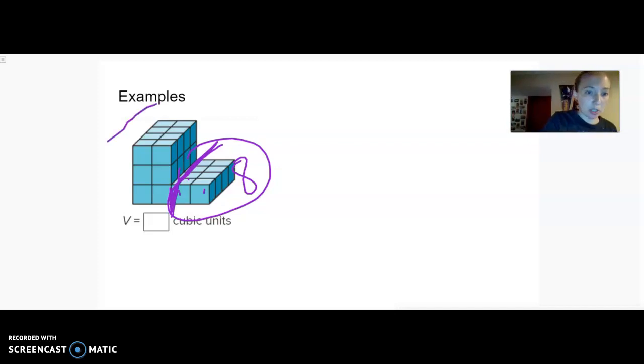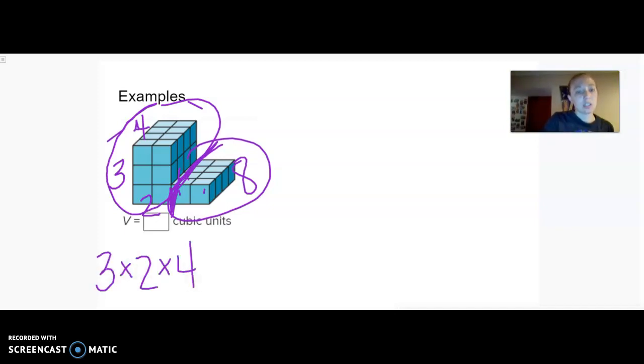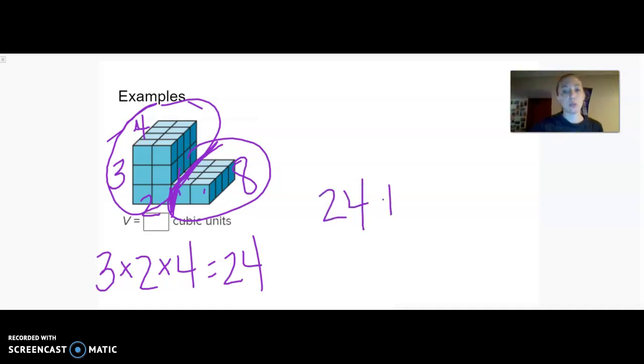Now I have this part over here. This rectangular prism here, I see it's 3 tall, 2 wide, or long, whichever way. 1, 2, 3, 4 that way. Okay, so I have the length, width, and height. I can just multiply those. 3 times 2 is 6, times 4 is 24. So the volume of that left part is 24. The volume of the right part is 8. So I can add those 2 pieces together to get the total volume of 32 cubic units.